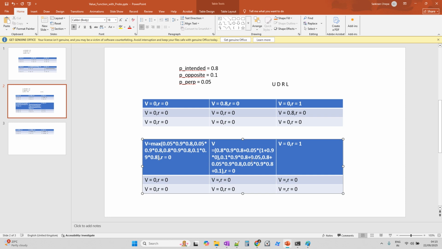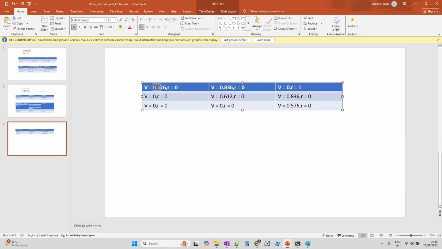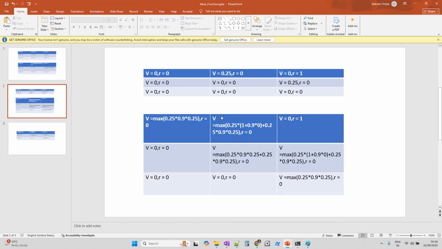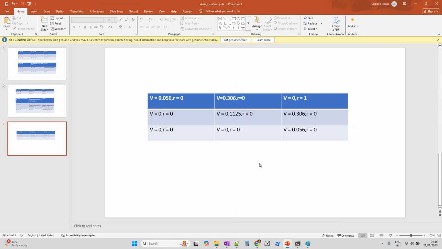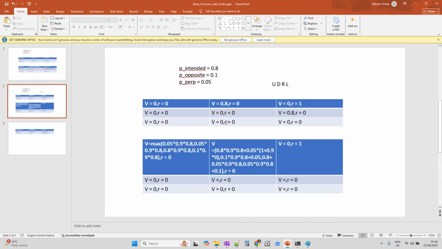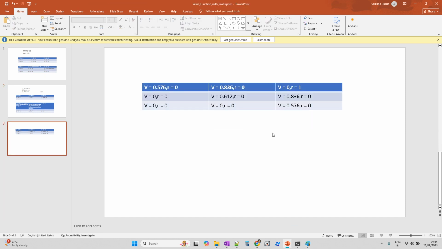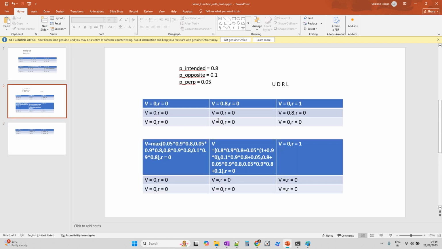Similarly we can do the remaining calculations yourself, and you can verify that the answer will be this one. These will be the values: 0.576, 0.836, and so on. For two iterations, the first iteration had these values and the second iteration had these values for the equal probability case. For the other case, when the probabilities were different, the first iteration had these values, and the second iteration had these values. I have done the calculation only for this and this, so the remaining you can do.